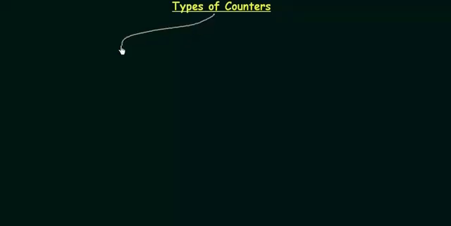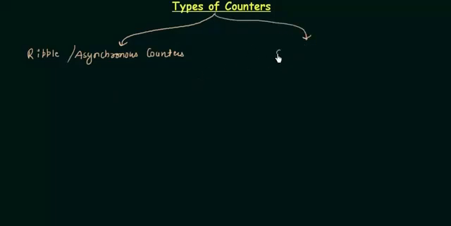The first one is the asynchronous counters. We also call these asynchronous counters the ripple counters. So sometimes you will also see these asynchronous counters written as ripple counters. And the second one is the synchronous counters. Now we will see what these two types of counters are, and how they are different from each other.